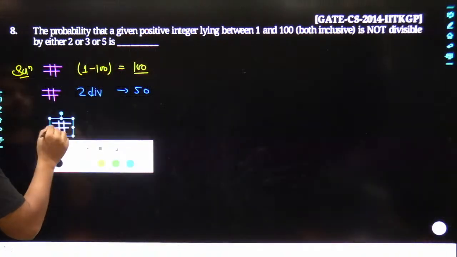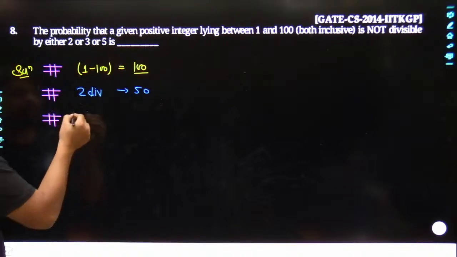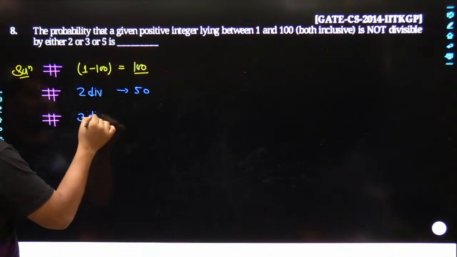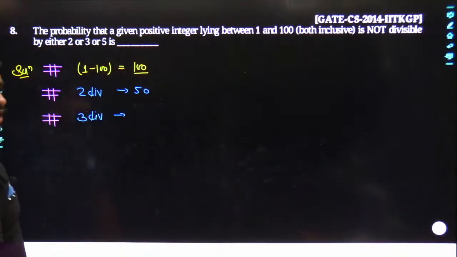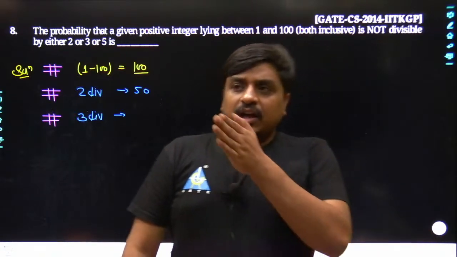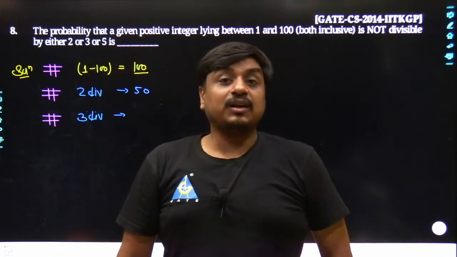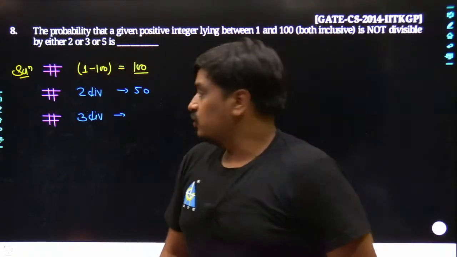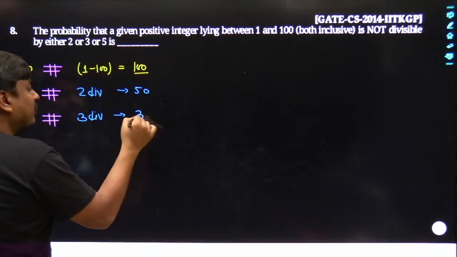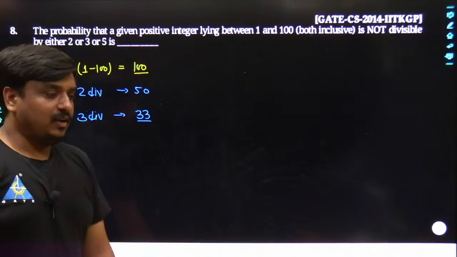Next, divisible by 3. How many numbers will you have? See, 3 ones are 3, 3 twos are 6. If you go 33 times, 33 into 3 is 99. So between 1 to 100, how many numbers are completely divisible by 3? 33 numbers.